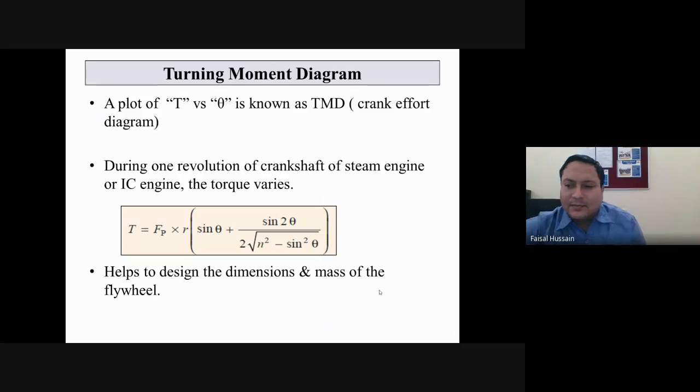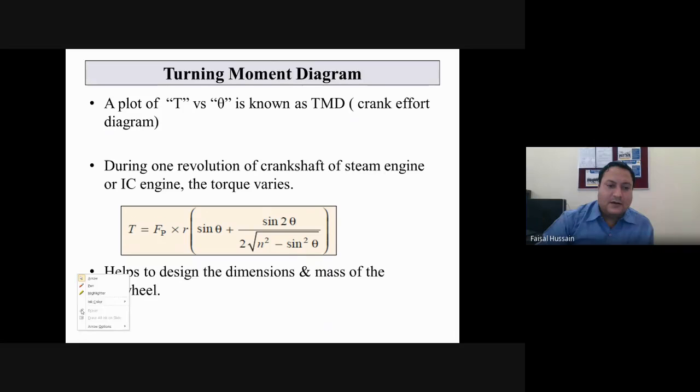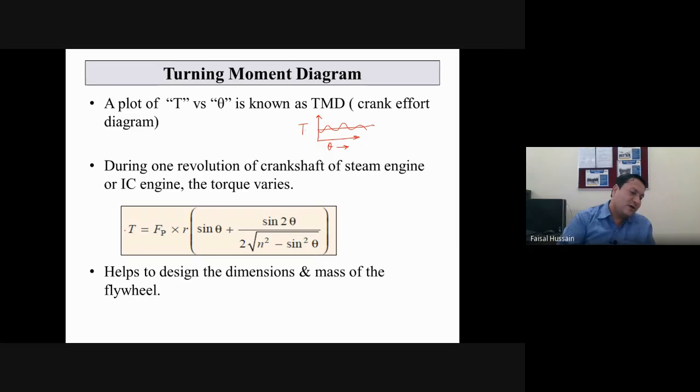So what is a turning moment diagram? Actually, it is the graphical representation of torque versus theta. Torque versus theta means what? For example, this is my x and y axis, this is my theta, that is the crank angle, and this is my torque. So here the graphical representation is known as the turning moment diagram. So basically during one revolution of crankshaft of steam engine, the torque varies. This equation we have seen in the previous topic, that is the dynamic force analysis, that is T equal to Fp into R.